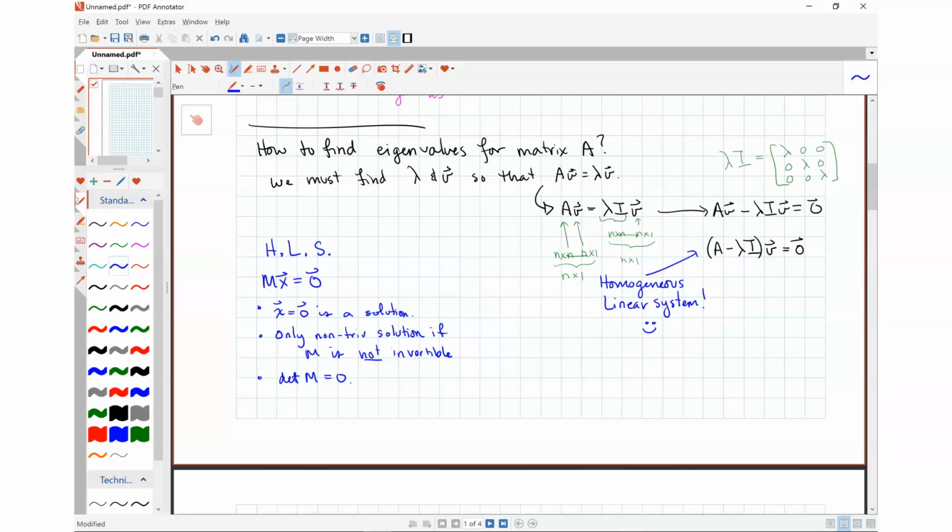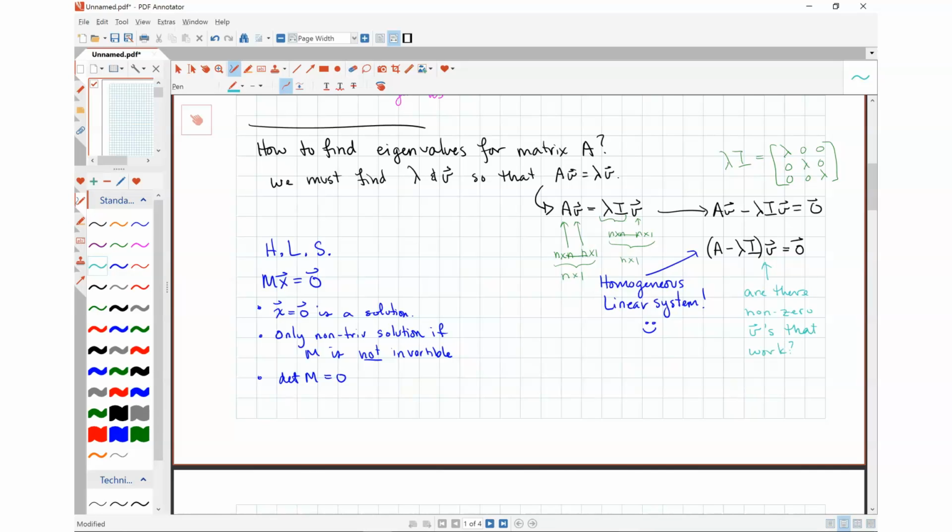And that is what we're looking for over here. We want to know, are there non-zero vectors V that work with this?